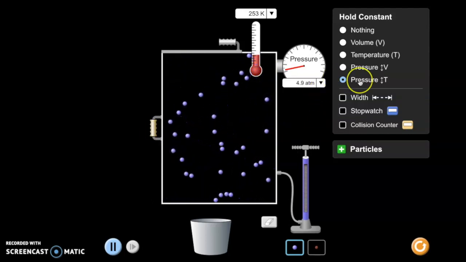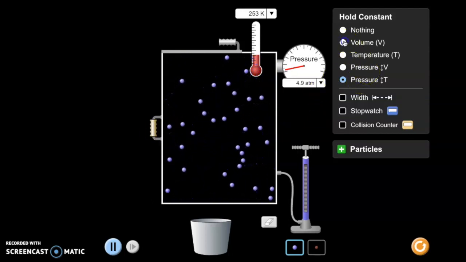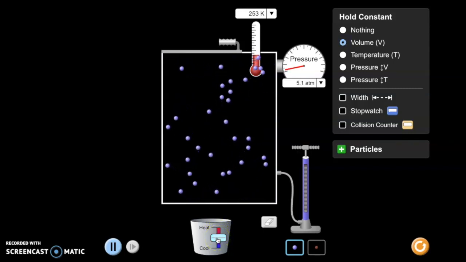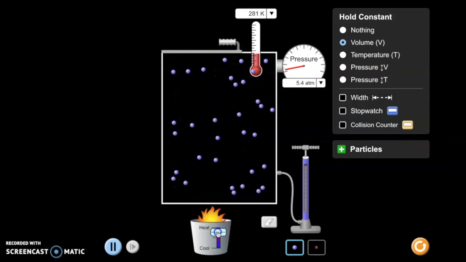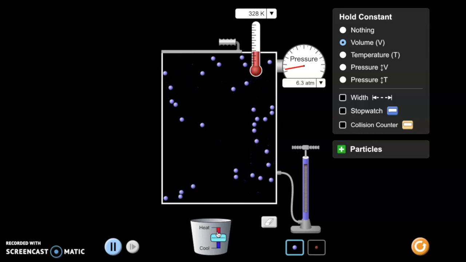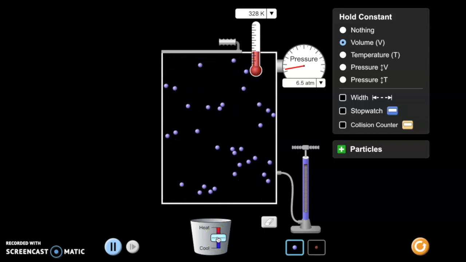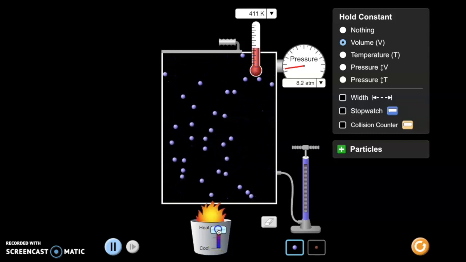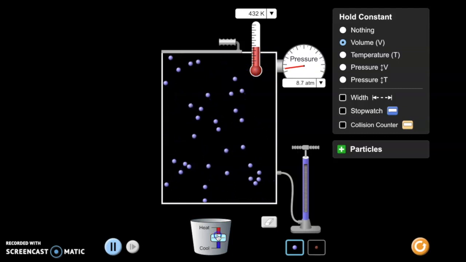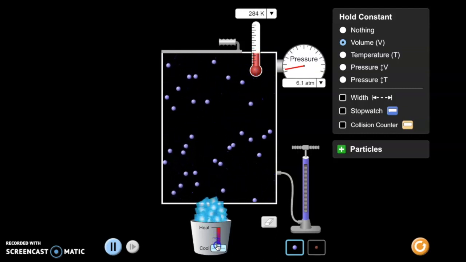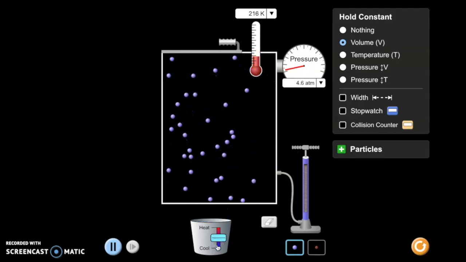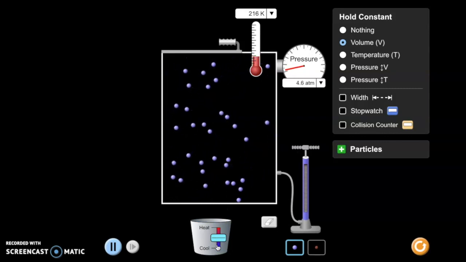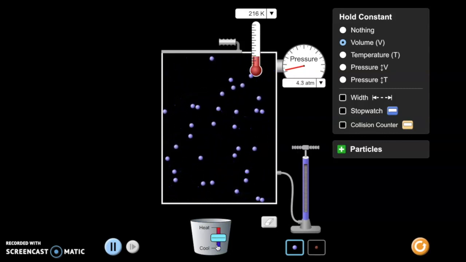The next two variables we want to look at are pressure and temperature. So we'll keep the volume constant, and if we go ahead and heat this up, we'll notice that the temperature goes up and the pressure goes up. One more time, heat that up, the temperature goes up, the pressure goes up. The same thing if we cool it down, the temperature goes down as the pressure goes down. This correlation with pressure directly proportional to temperature is often referred to as Gay-Lussac's law.